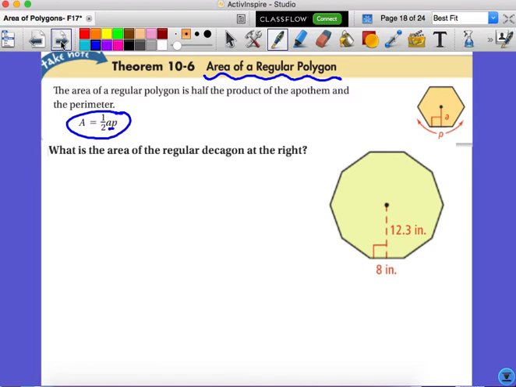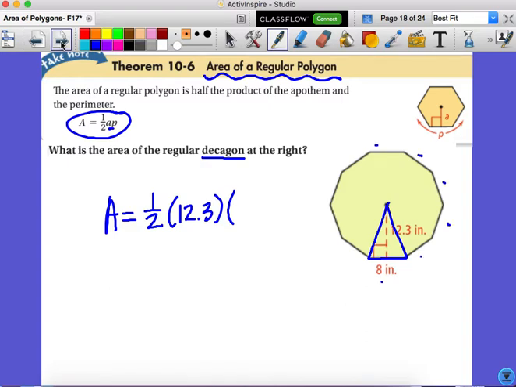If you forget the formula though, remember that you can create this triangle, find the area of this one triangle, and then multiply it by how many equal triangles there would be inside of this figure. In this case, there would be 10 of them since it's a decagon, and I would still end up with the same answer. But because we have our formula here, let's use that. So 1/2 our apothem from the center down is 12.3, and our perimeter would be 8, 8, 8, 8, 8, 8, 8, all the way around. We've got 10 of those 8s, which means we've got a perimeter of 80. So now I'm going to do 1/2 of 12.3 times 80, and I'm going to end up with an area of 492 square inches.